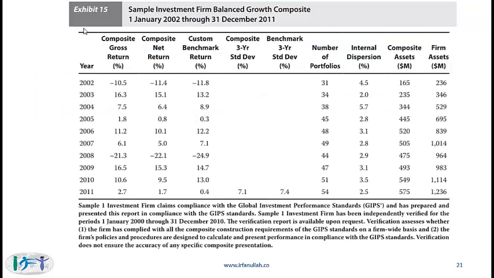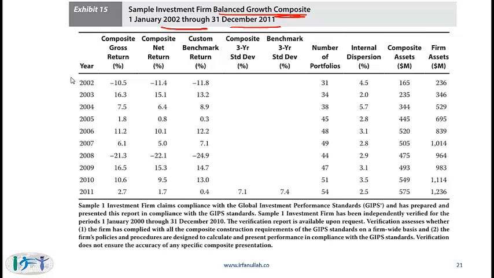This is an example of a compliant presentation. Notice that you are looking at performance numbers, and up here the composite is mentioned. The performance numbers are at a composite level, and the name of the composite is the balanced growth composite. The data presented is for 10 years.